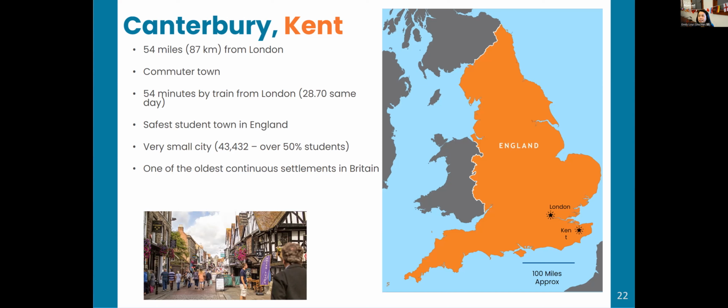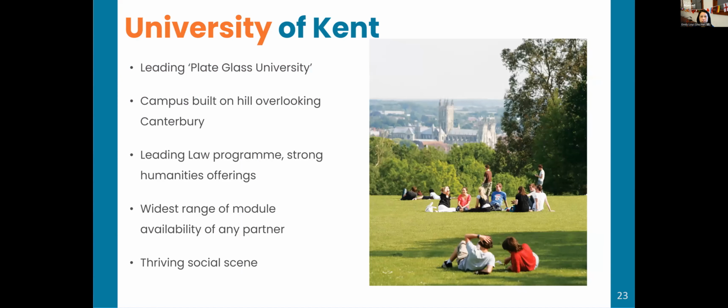It's one of the oldest continuous settlements in Britain. So that's just kind of a neat historic place to be. But it is a very, very small city. So literally half the city are students. So keep that in mind. It is a commuter town, so most students do come in. It is called one of the leading plate glass universities, which is kind of like this other university system.